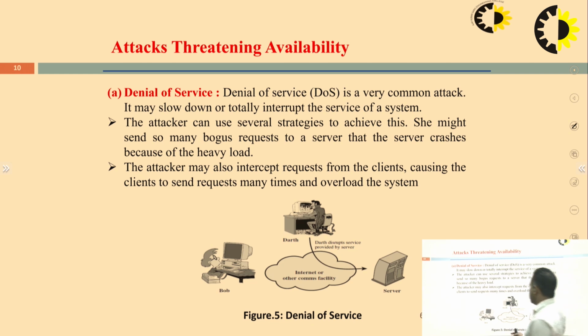So this is the core concept: Bob wants to communicate with the server, and the interceptor, who is the attacker, sends false bulk messages to the server, so the network slows down and the server does not provide the services to Bob. This is the concept of denial of service.